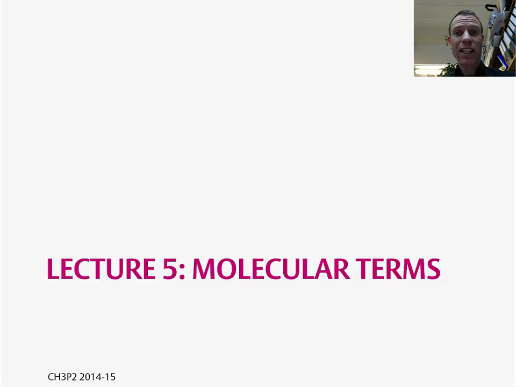In the last lecture we looked at LCAO, linear combination of atomic orbital theory, and we thought about how we could build up molecular orbitals for molecules. And now once we've got our orbitals, we need to put our electrons into them, and this will give rise to a number of different electronic states. So now we need to be able to describe these electronic states in terms of molecular terms.